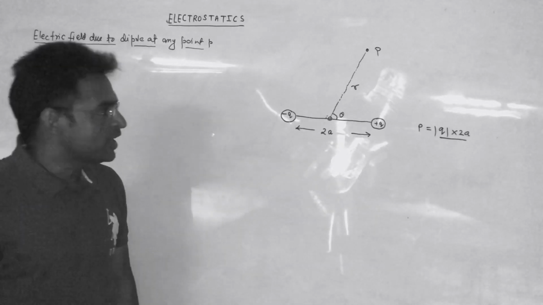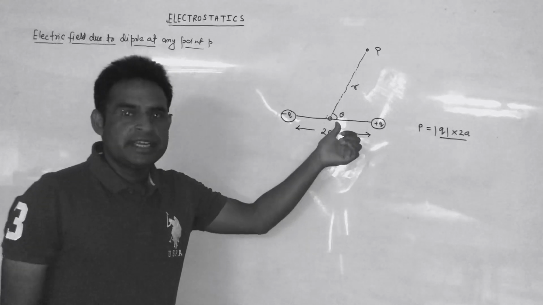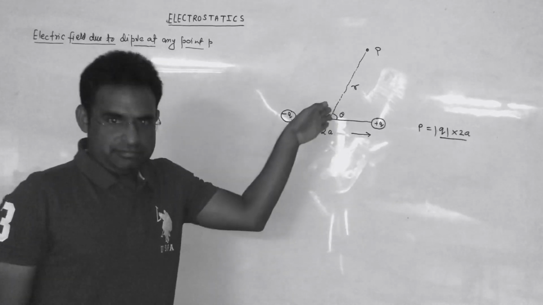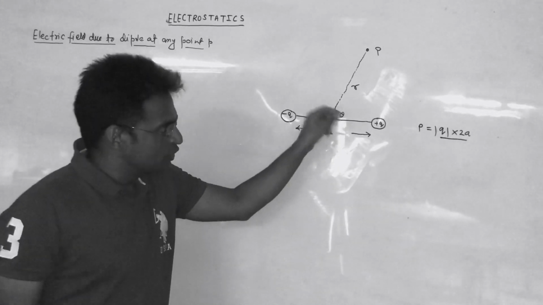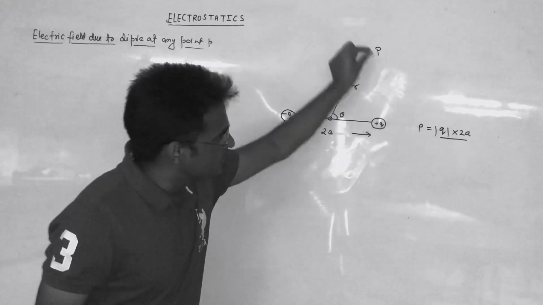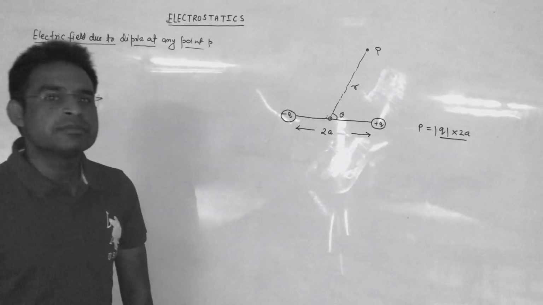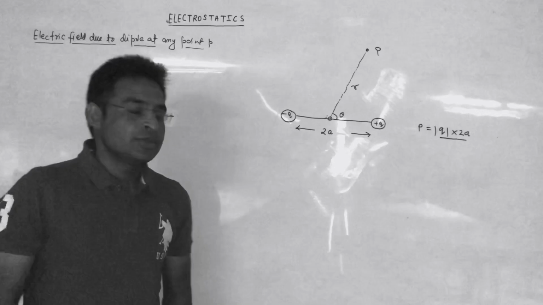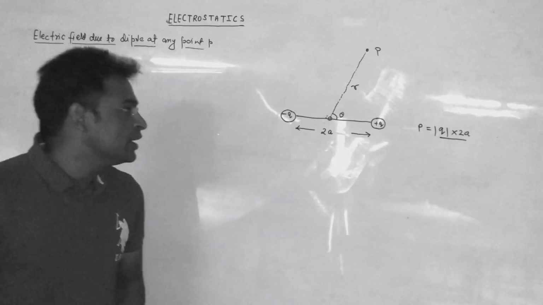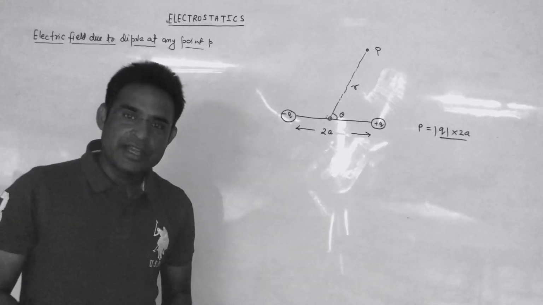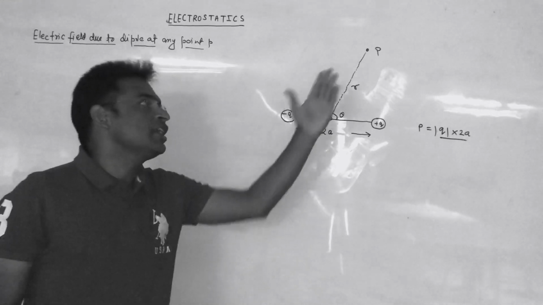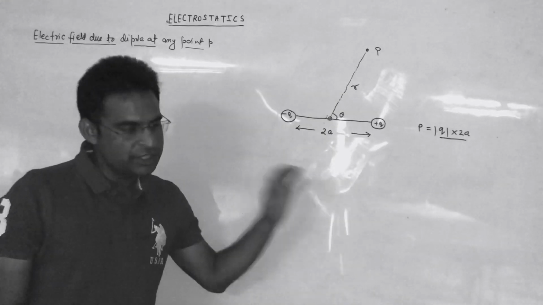This angle is not 90 degrees. If it becomes 90 degrees, that will become the equatorial line. And if this angle is 0 degrees, meaning if I rotate this line until the angle becomes 0 degrees, that will become the axial line. So I am not asking about the axial line or the equatorial line. I need to find out the electric field at any given point P for angle theta.